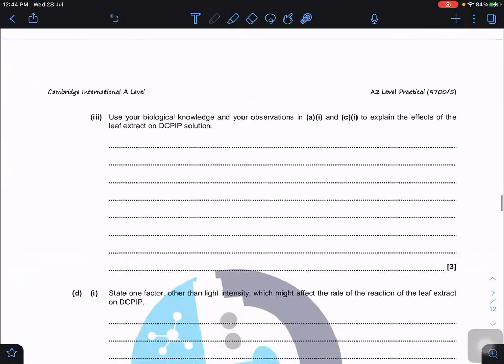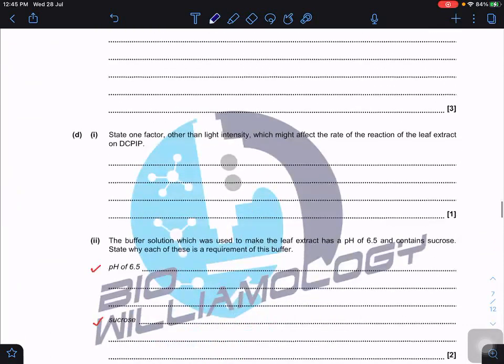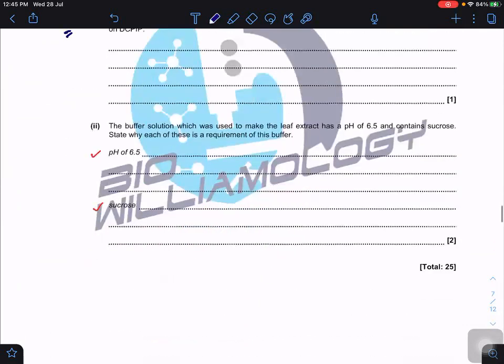So you can answer this question, guys. Okay, use your biological knowledge and your observation, explain the effects of the leaf extract on the DCPIP solutions. Okay. So what other factor may affect the rate of reactions? And this is very important, why we need to maintain pH at 6.5 and why we need to include sucrose in our buffer solutions. Okay.